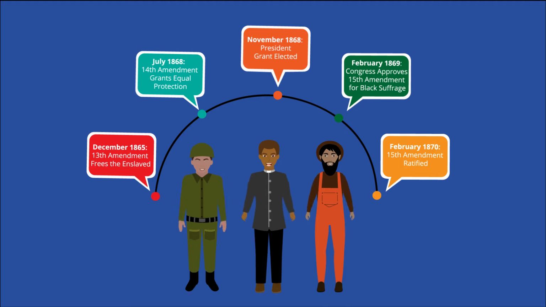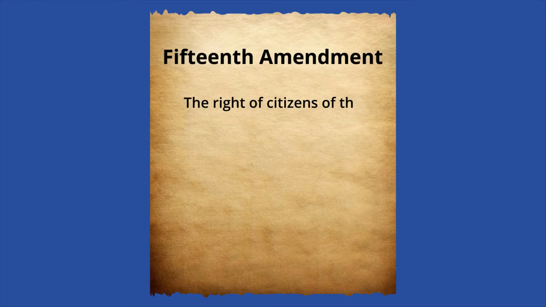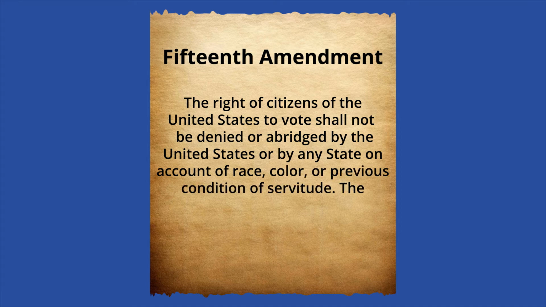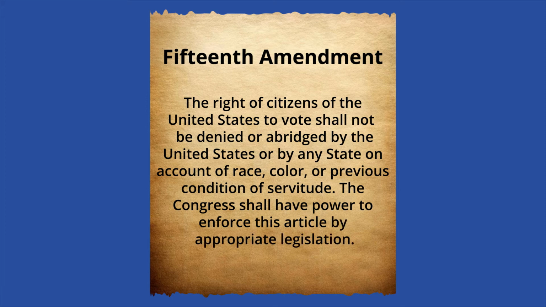The right of citizens of the United States to vote shall not be denied or abridged by the United States or by any state on account of race, color, or previous condition of servitude. The Congress shall have power to enforce this article by appropriate legislation.